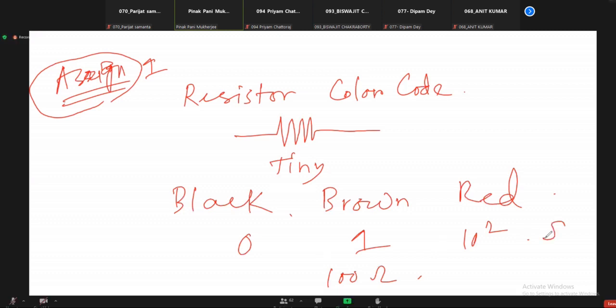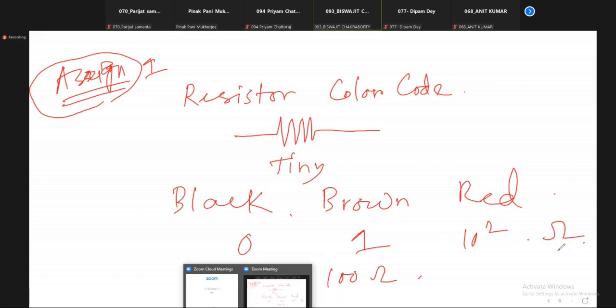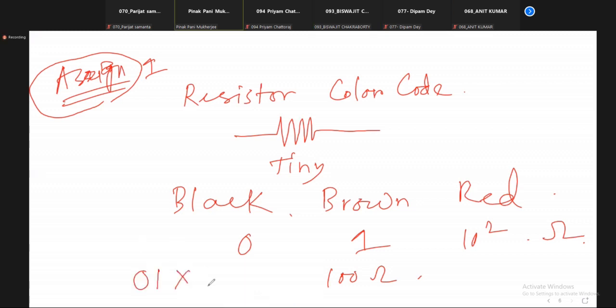Remember the unit is ohm. Means the 0 is not any case. So it is actually in case 0, 1 into 10 to the power 2. So that means 1 into 10 to the power 2. That means 100.